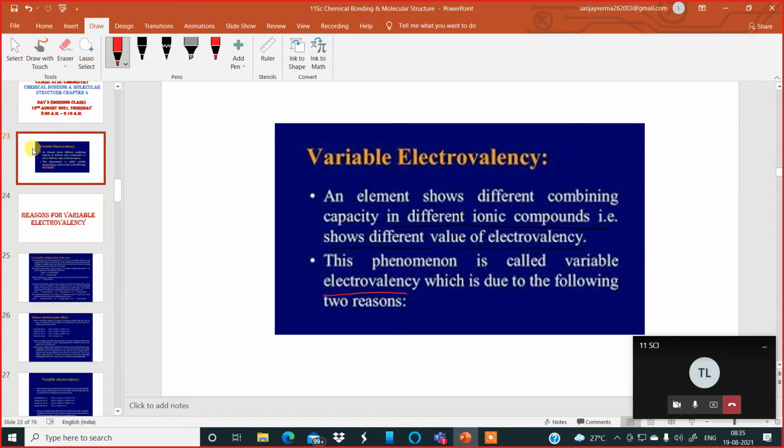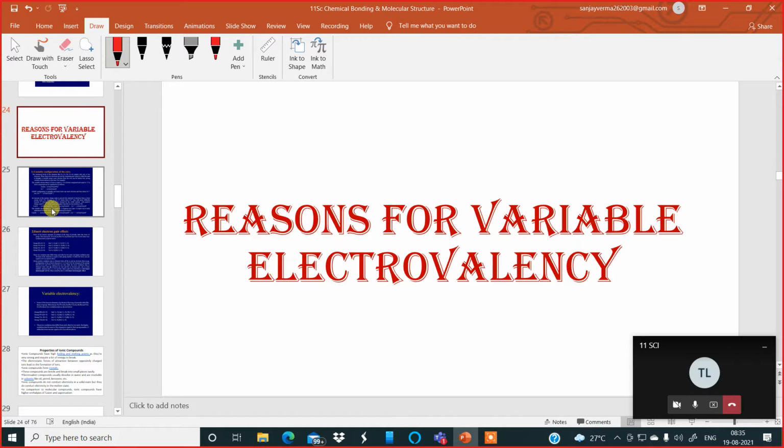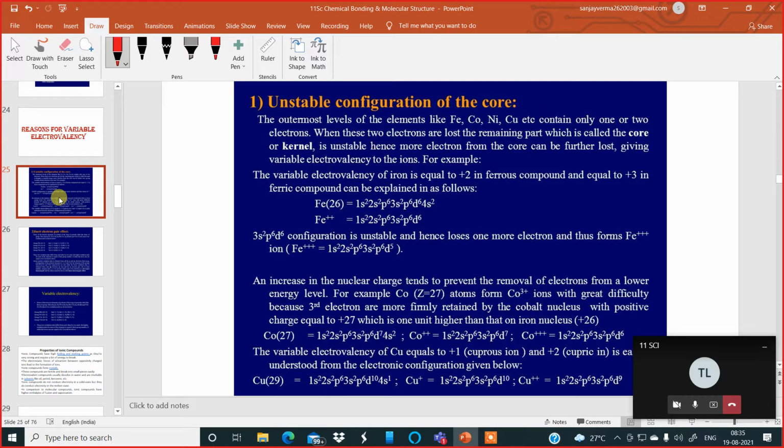Now, we have to understand what the main reasons for variable electrovalency are. Let us discuss those reasons one by one. The first reason is the unstable configuration of the core, the center of the atom. If it is unstable, then there is a possibility of more than one electron being lost from the core. So here, let me read out in detail.